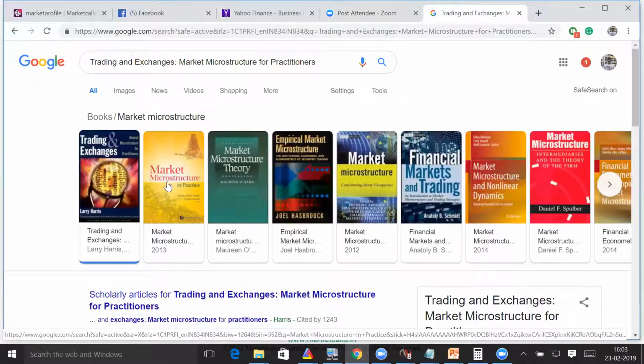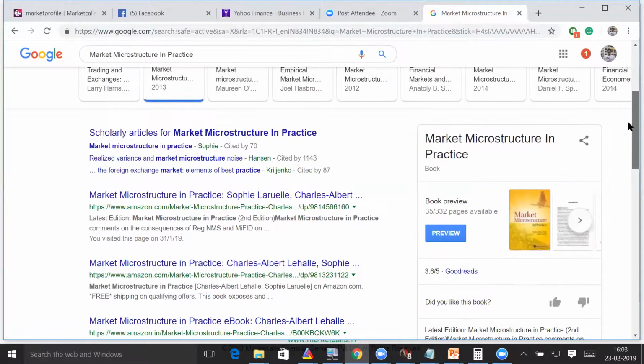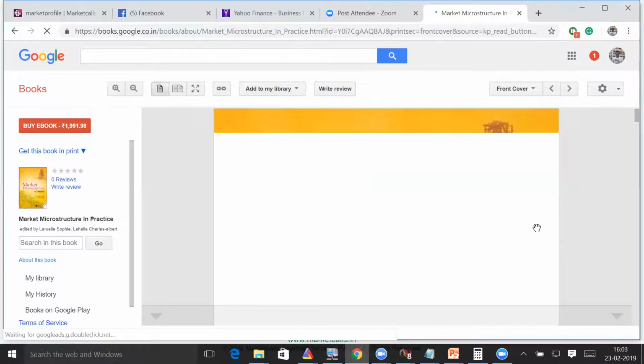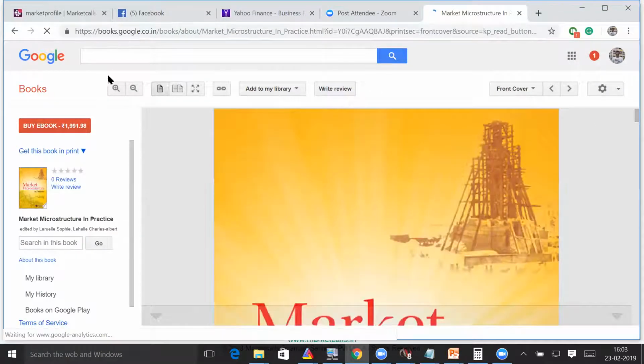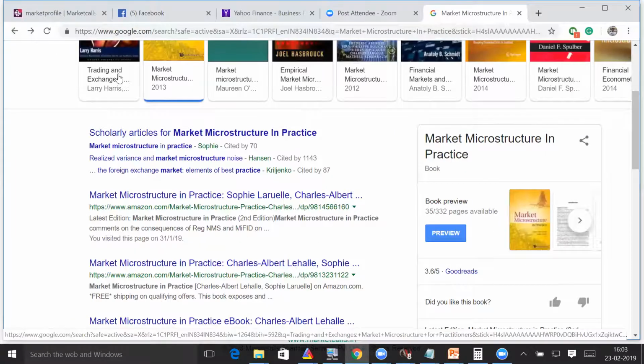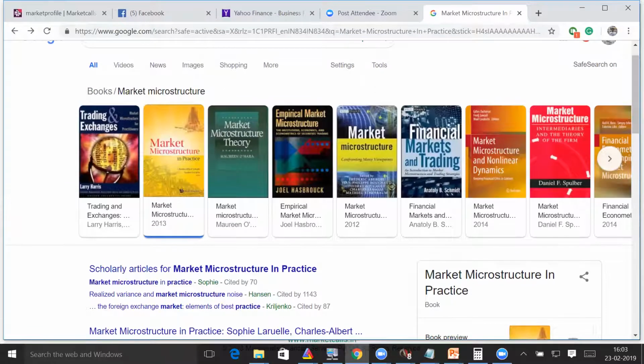There are two books highly recommended. One is Market Microstructure in Practice, and the other is Trading and Exchanges with Market Microstructure. These two books help you learn how orders are dealt with, and how the market microstructure works.